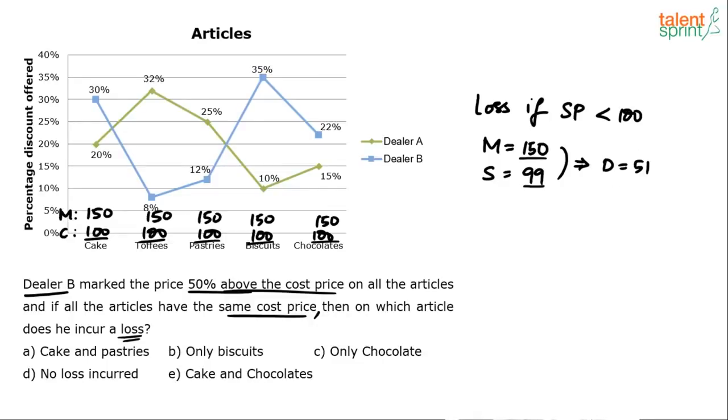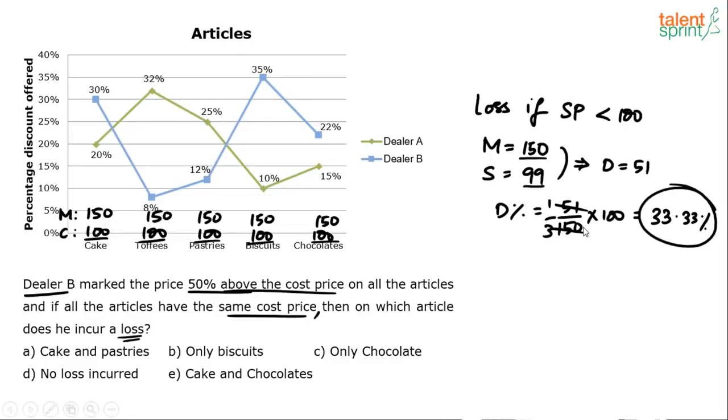Now this 51 is equal to what percent discount? Discount percentage is equal to what? Discount is always on the marked price, right? 51 by 150 into 100. So it's like 1/3, right? 1/3, 33.33%. Meaning till the discount is 33.33%. Let's assume the cost price is 100, let's say, meaning the discount is 50.